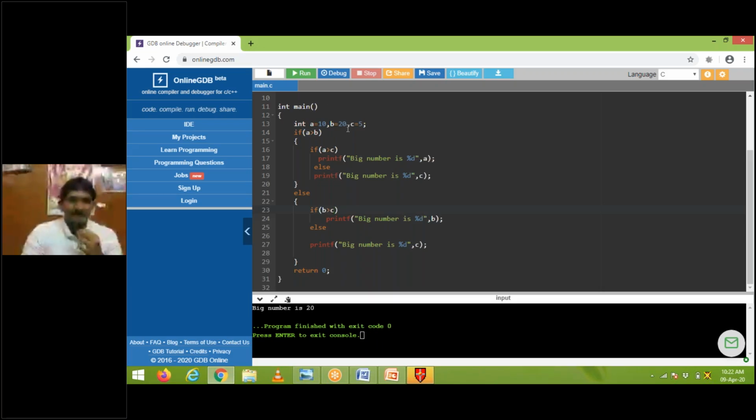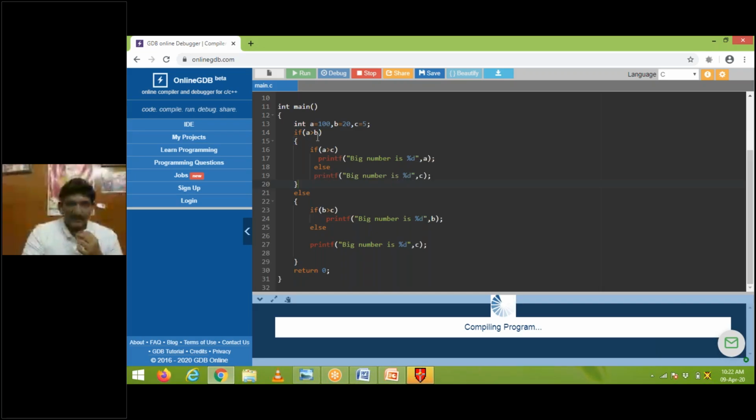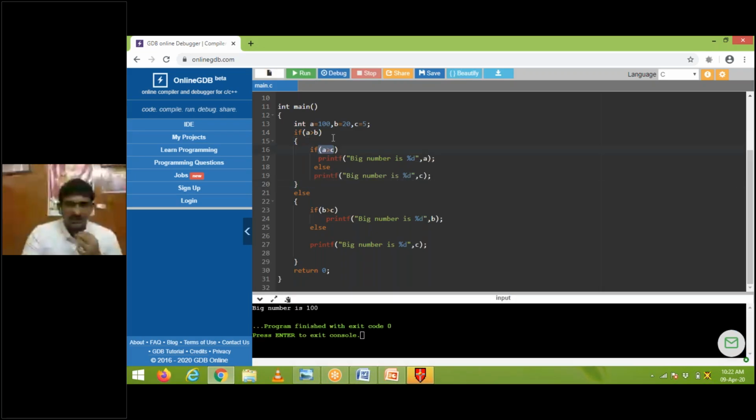Okay. Now we will change the values. A value 100 I am giving. I am running the program. 100 is greater than 20. 100 is greater than 5. Both conditions are true. Big number is 100 will be printed. Okay. Yes, this is also true.